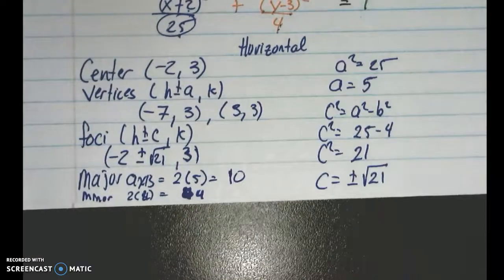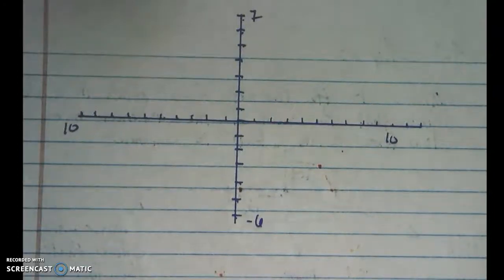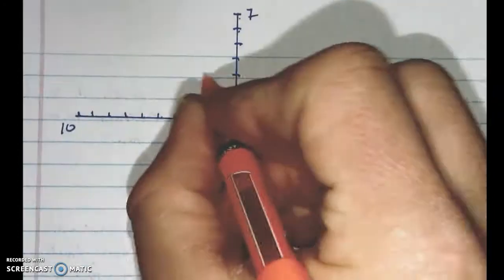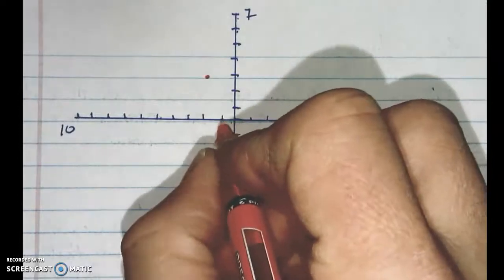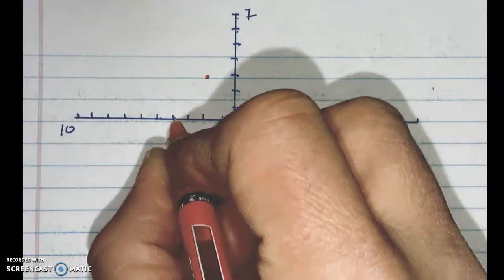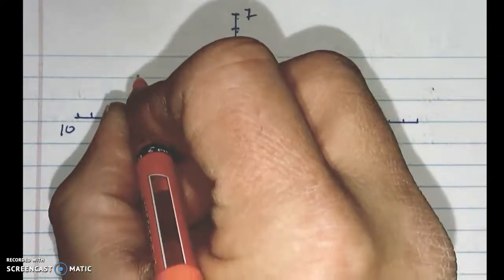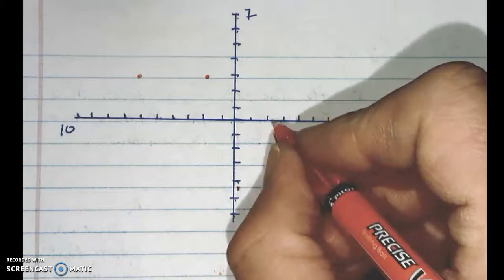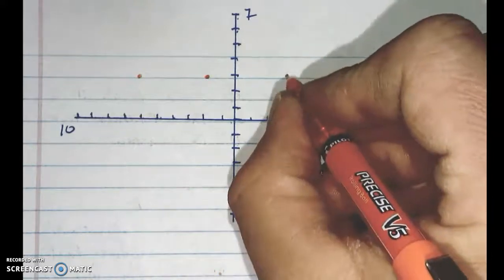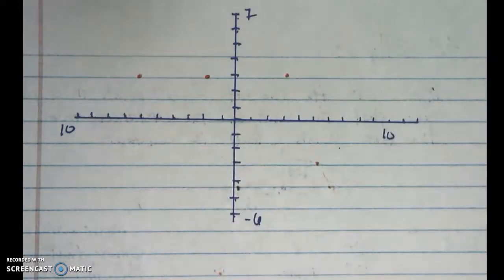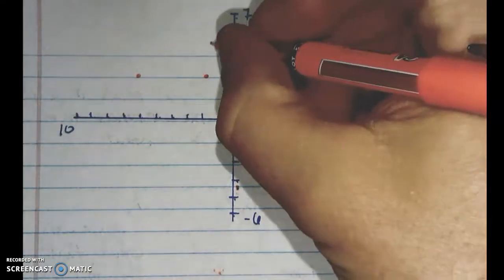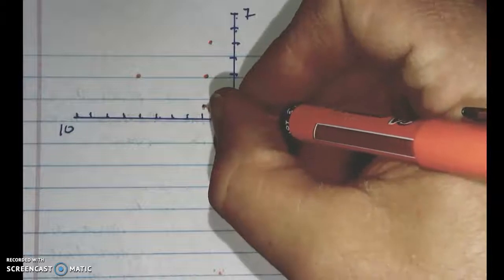He'll take it. So first of all, we know our center is at -2, 3. I'm going to put it right about there. My vertices are at -7, so 2, 3, 4, 5, 6, 7, and then also at 3, 3. I know that the distance of my minor axis is 4. So that means that it's there and there.